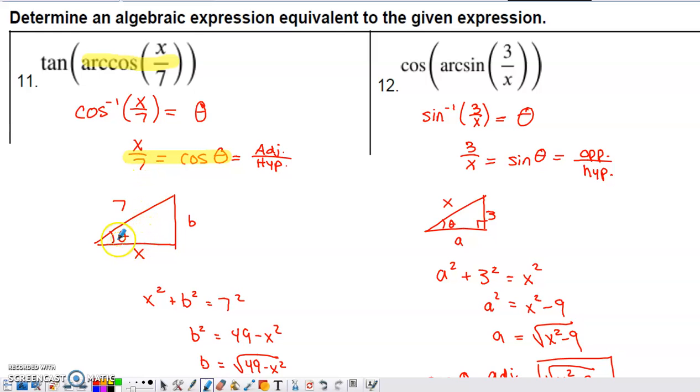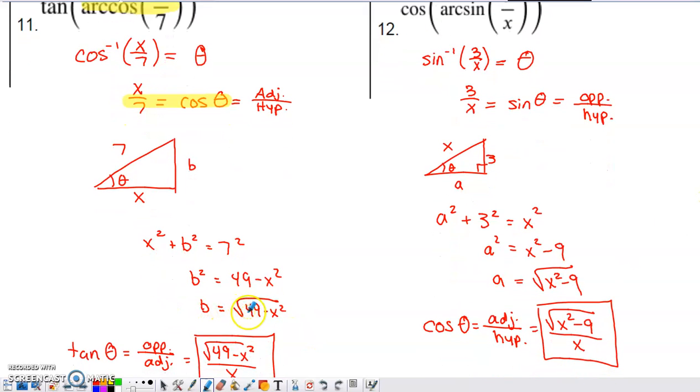So I knew I wanted to label the side adjacent to theta with an x, what I see in the numerator. And I wanted to label the hypotenuse of that triangle with a 7, since that's what I see in the denominator of what cosine of theta is equal to. I now know two of the three sides of a right triangle. I can use the Pythagorean Theorem to get the third. So I'm just thinking of this as a, b, and c. If I do a squared plus b squared, that's got to equal the hypotenuse squared. Well, I want to solve this for b. So I can subtract x squared from 49, and I can take the square root in order to solve for b.